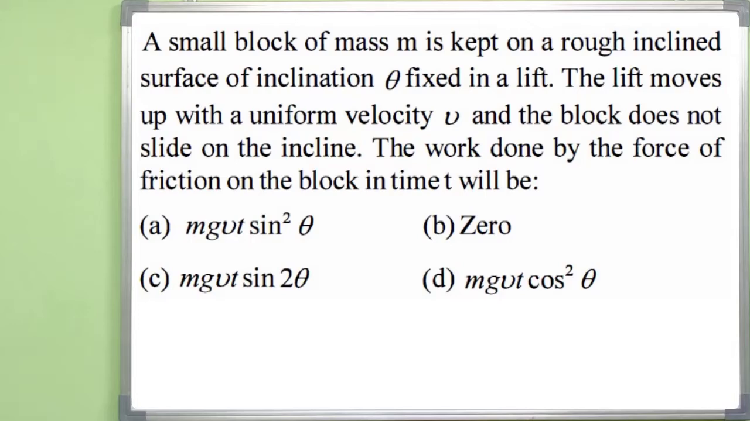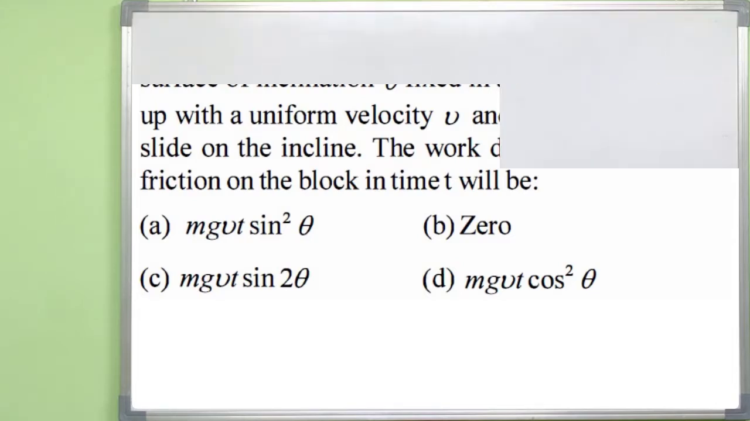A small block of mass m is kept on a rough inclined surface of inclination theta fixed in a lift. The lift moves up with a uniform velocity v and the block does not slide on the incline. The work done by the force of friction on the block in time t will be.